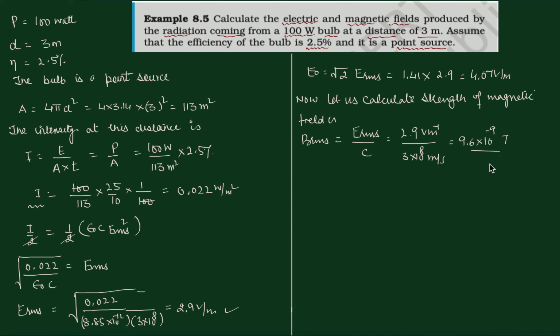All right. Then the peak value of magnetic field B0 is equal to under root 2 times the root mean square value of the magnetic field. So this is under root 2 times 9.6 cross 10 to the power minus 9 Tesla, which is equal to 1.4 cross 10 to the power minus 8 Tesla. Right. So this is what is asked from us. So this is all about this numerical part of this text.